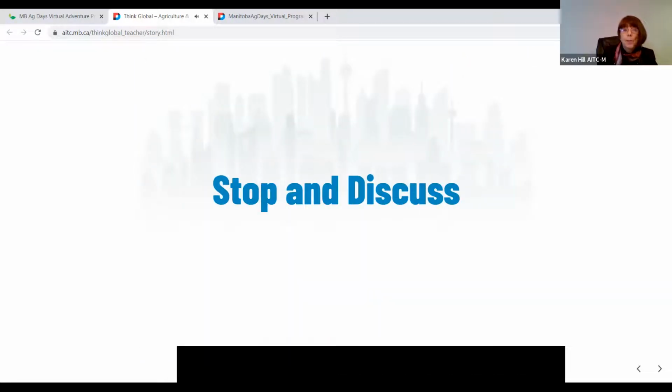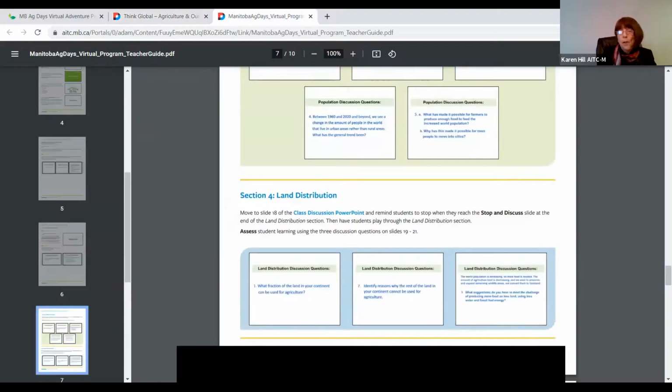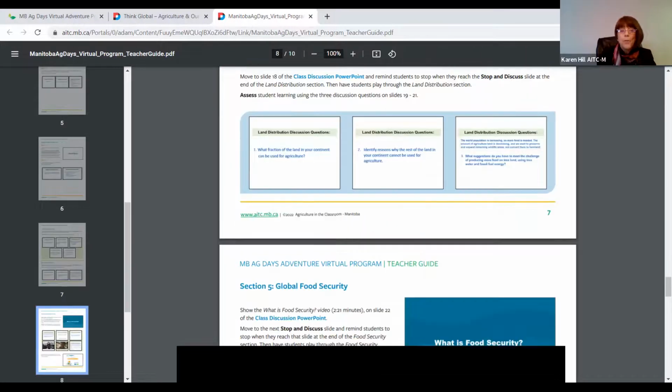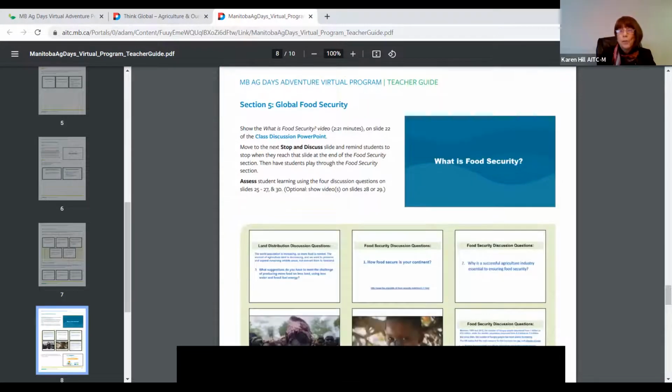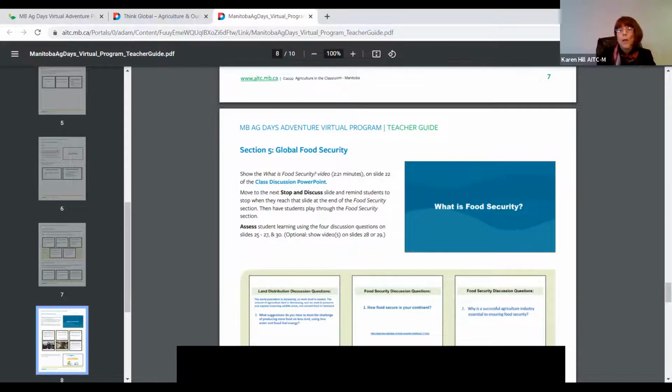And then they're going to stop and discuss. And when we go back to the teacher guide, you can see that on that PowerPoint that we looked at earlier, you will find 3 different possible discussion questions you can use with the kids to check their knowledge or expand a little further. Now, before you move into section 5, there is a short video, which I'll show you in just a second. So you will be working through the PowerPoint.